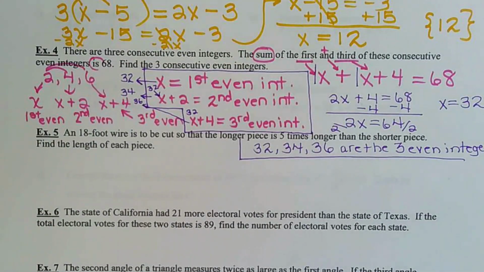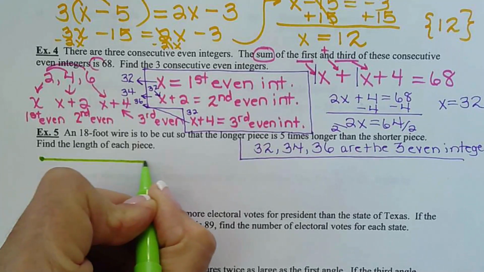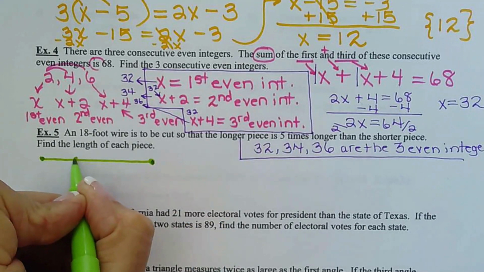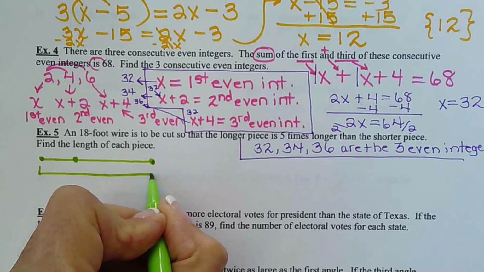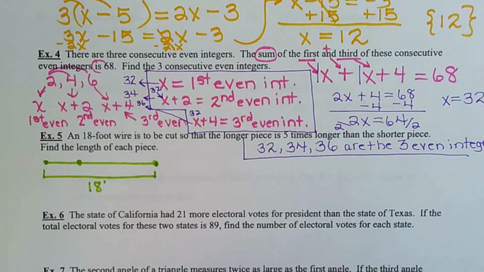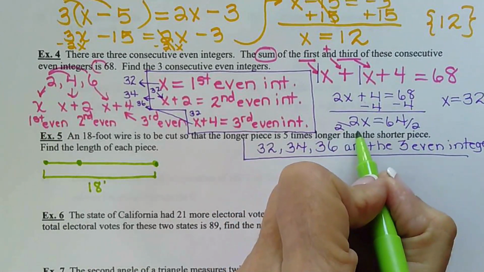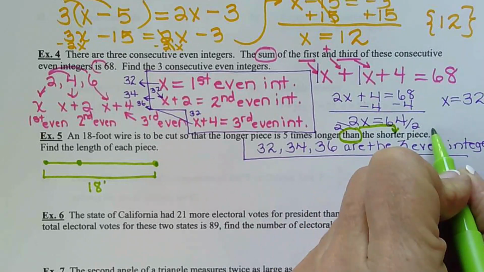So we have an 18-foot rope, and it looks like it's cut into 2 pieces. So we know the whole rope is 18. And you guys remember about the word "than"? How I told you a lot of word problems have "than," and this is one of those. So the minute I see "than," I look at what's after it, and that's my X.